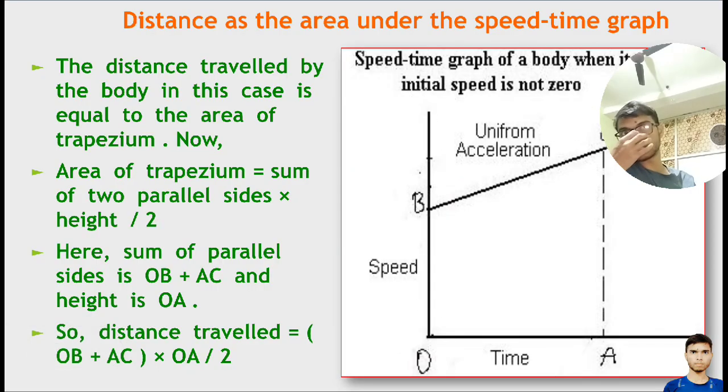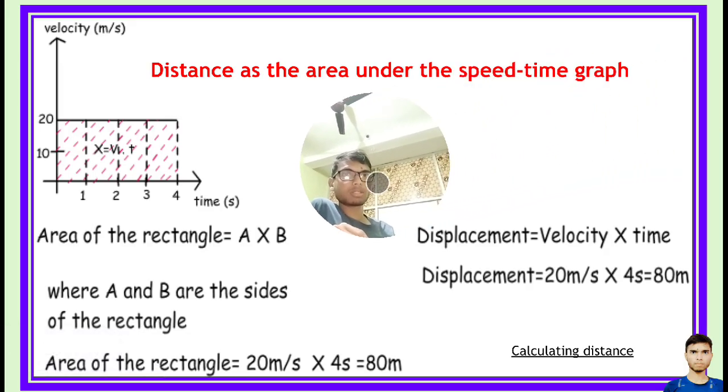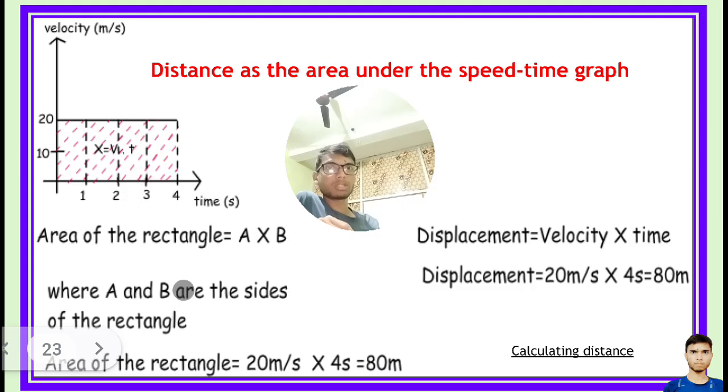Next, we have distance as the area under the speed time graph. The distance traveled by the body in this case is equal to the area of the trapezium. A trapezium is a quadrilateral. The area of a trapezium is equal to the sum of the two parallel lines. So distance traveled is equal to this. Area of the rectangle. We will not be going into too much detail.